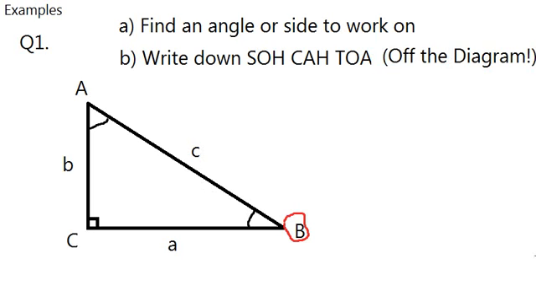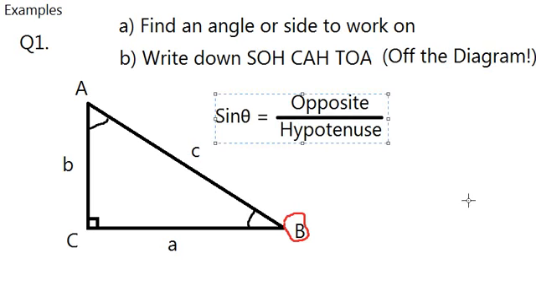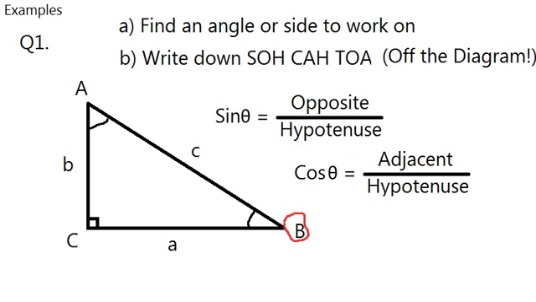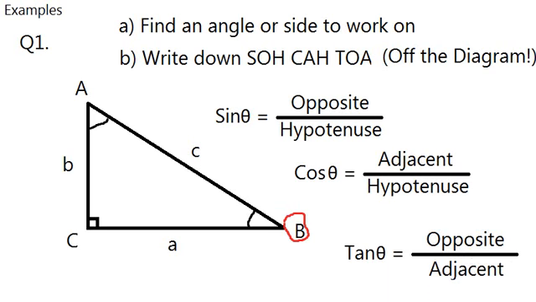So let's label them. For sine, it's opposite over hypotenuse, which is different for each angle. Then cosine is adjacent over hypotenuse. Then tangent is opposite over adjacent. So that is quite straightforward, and basically it's not too bad.